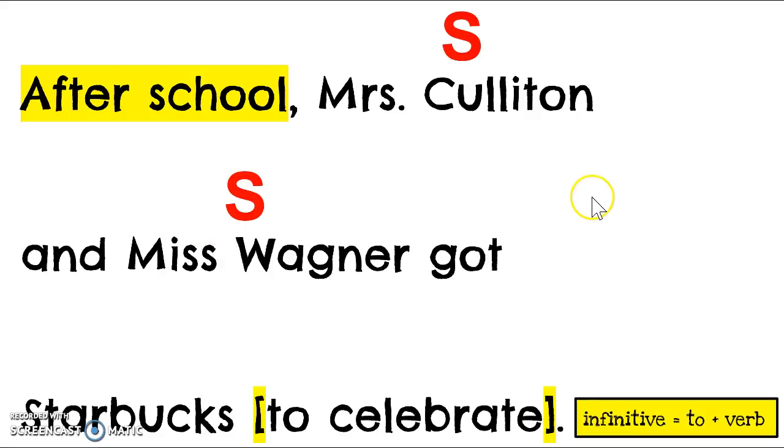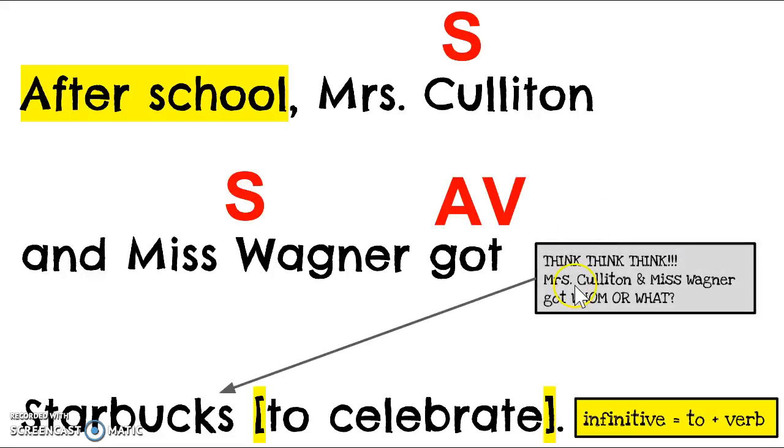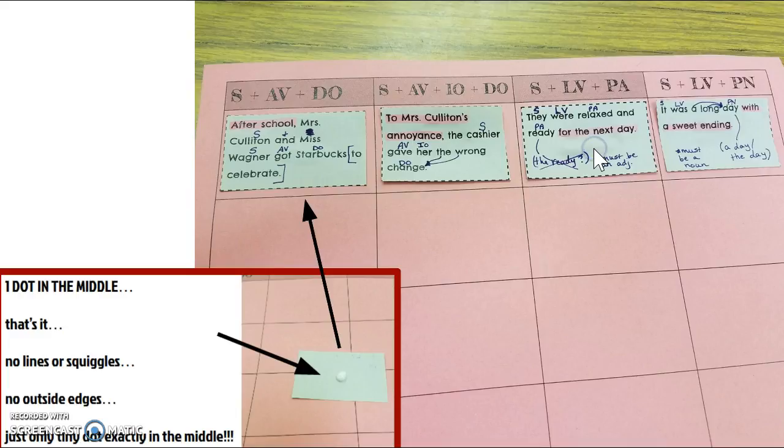What did they do? They got. I know it's not a linking verb because it's not on my list of 18, so it's got to be an action verb. If there's an action verb, I ask myself, whom or what? Mrs. Culleton and Miss Wagner got whom or what did they get? They got Starbucks. And there are no other words left between my action verb and my direct object, so that's it. So I'm going to go cut that one little sentence out. I'm going to put one little dot of glue here and stick it right in here.